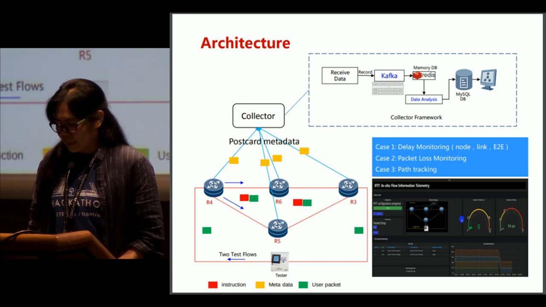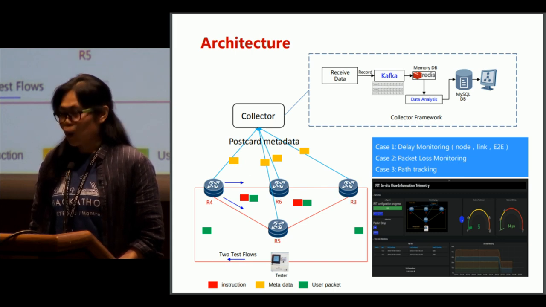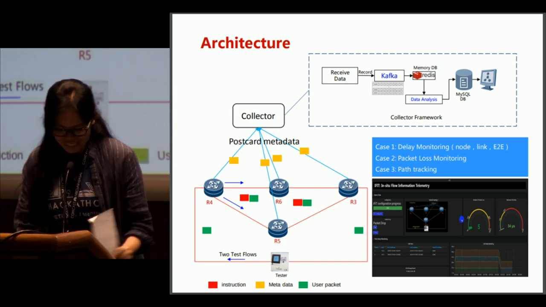Case two shows us the packet loss monitor, just the flow's packet loss. And the last case is the path tracing, on the left side. Yeah, that's all. Thank you.